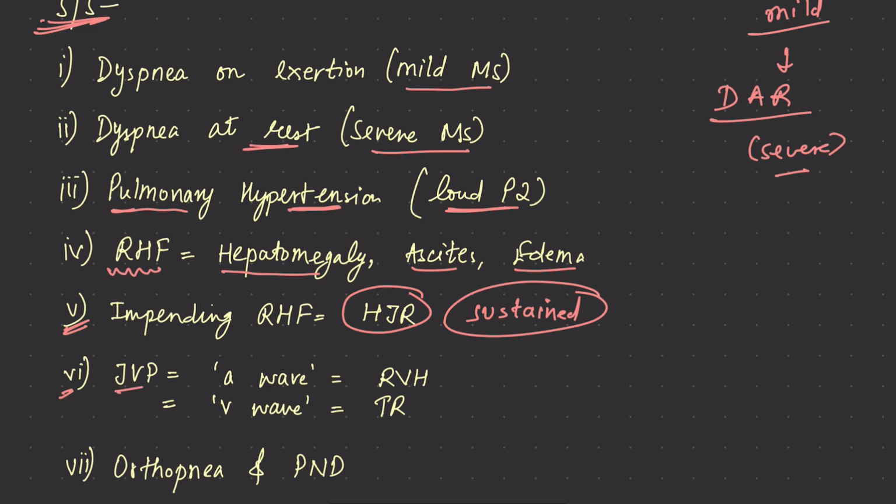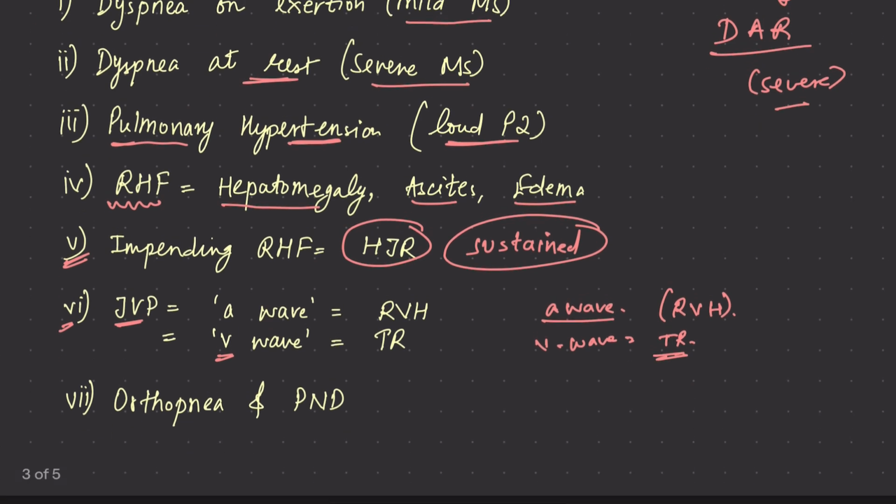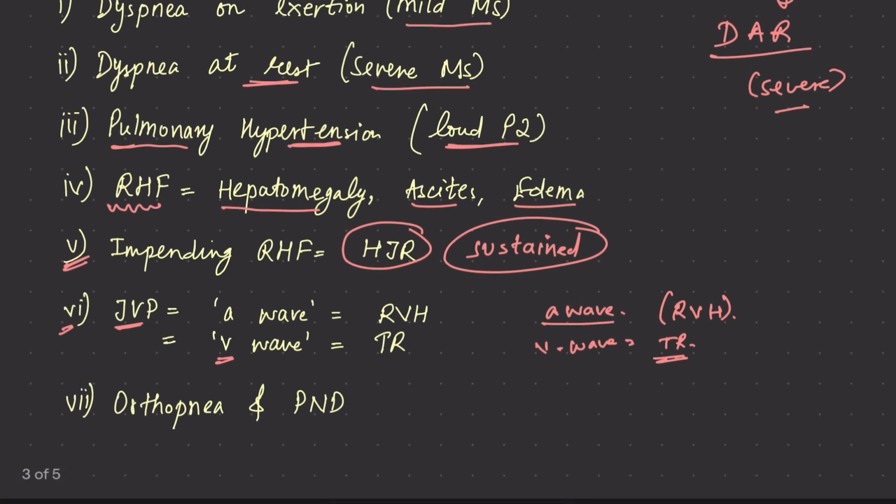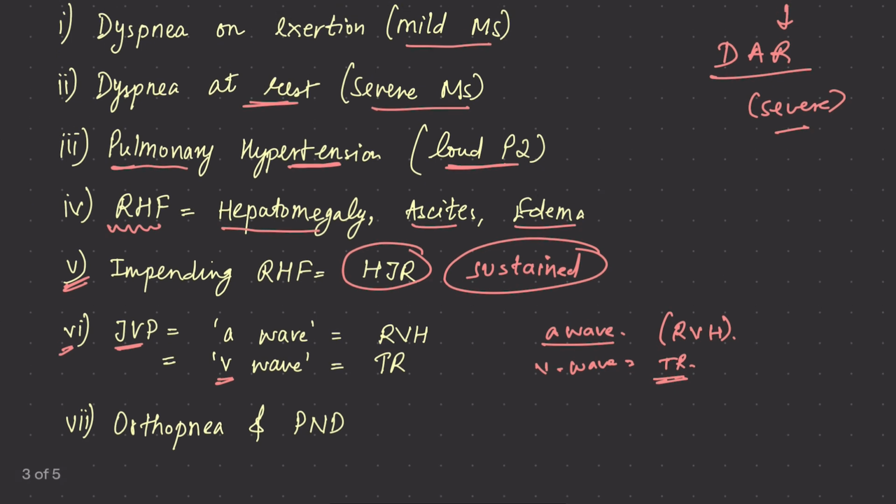Then JVP. We will see two waves. First is the A wave, because of right ventricular hypertrophy. Second is the V wave. The V wave is because of tricuspid regurgitation. So these two waves will be visible on JVP. Then next are orthopnea and PND. These are the other features or signs that we will see.